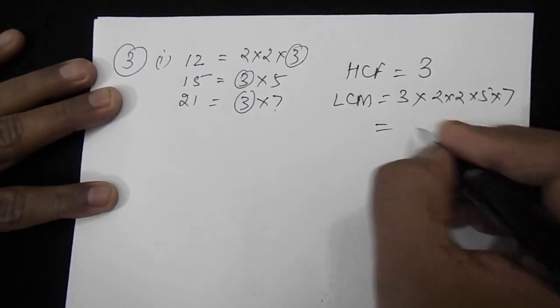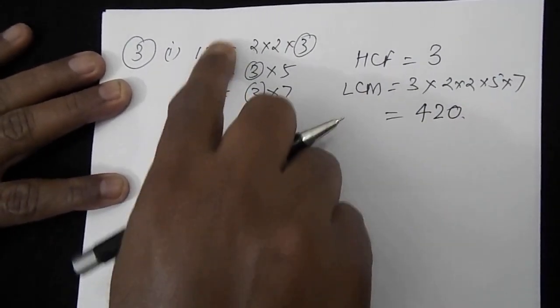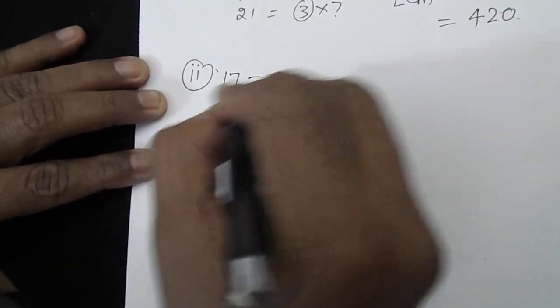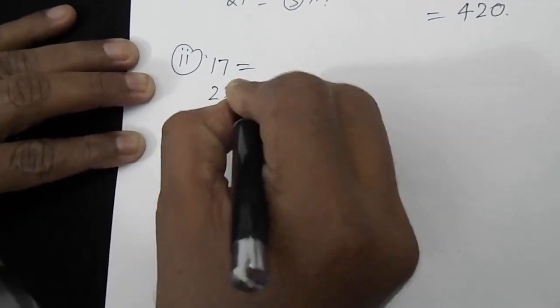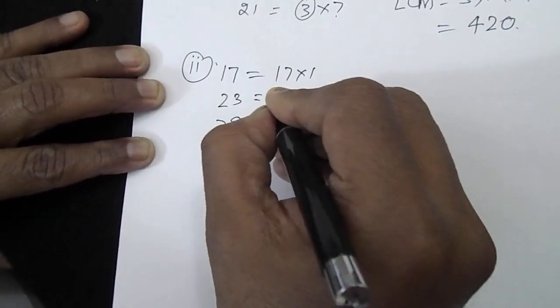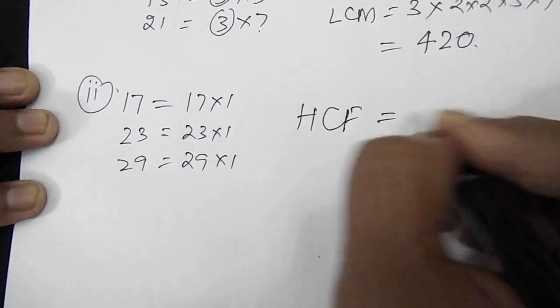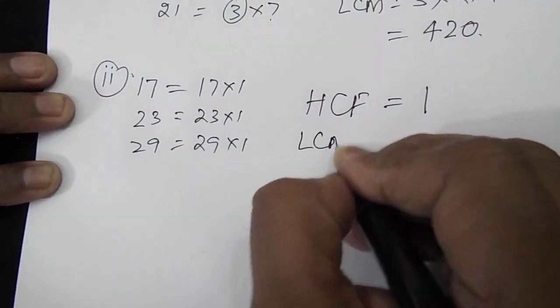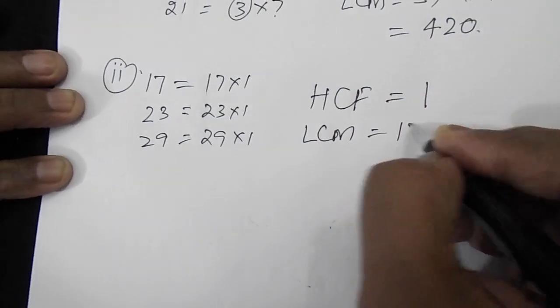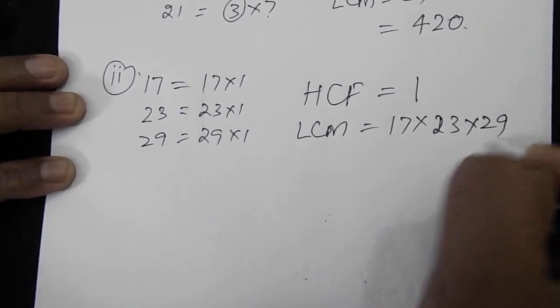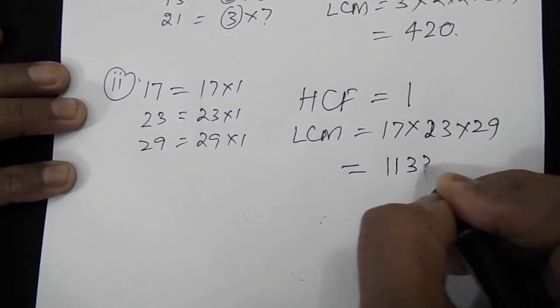Now you have to multiply all this and you get 420. So the LCM of these 3 numbers is 420. Moving on to the second part, 17, 23 and 29. There are no factors because they are all prime numbers. So the HCF will be 1 and the LCM will be the product of 3 of them, 17 into 23 into 29, which gives you 11339.